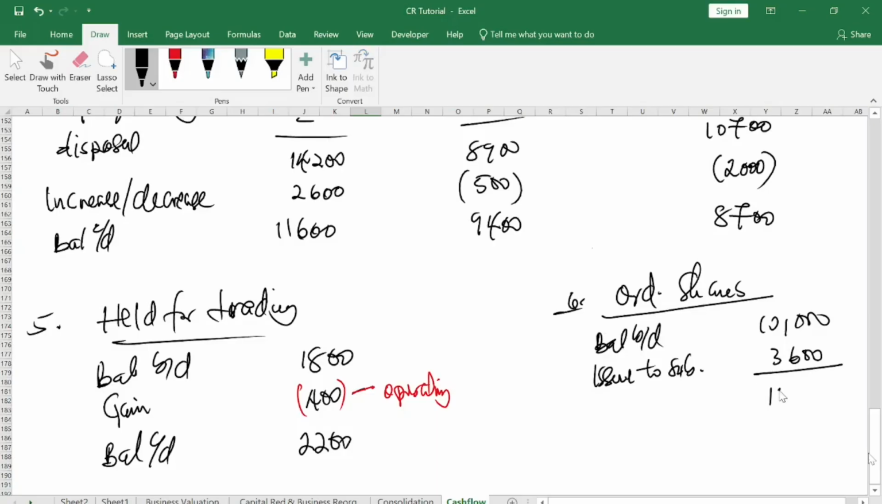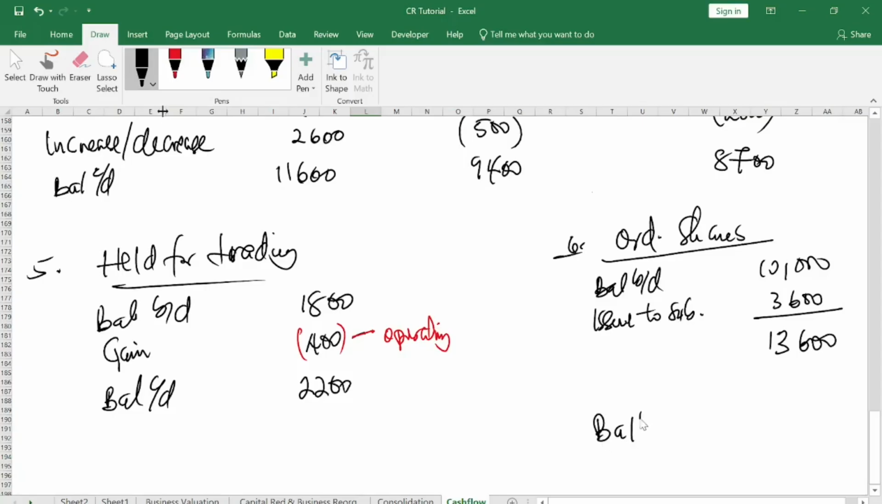13,600. Then balance carried down, shares 14,800. So now compare the two, as the company issued. Have you seen that? In 2013, they had 13,000 equity. Now the equity has increased to 14,800. So what does it tell you?